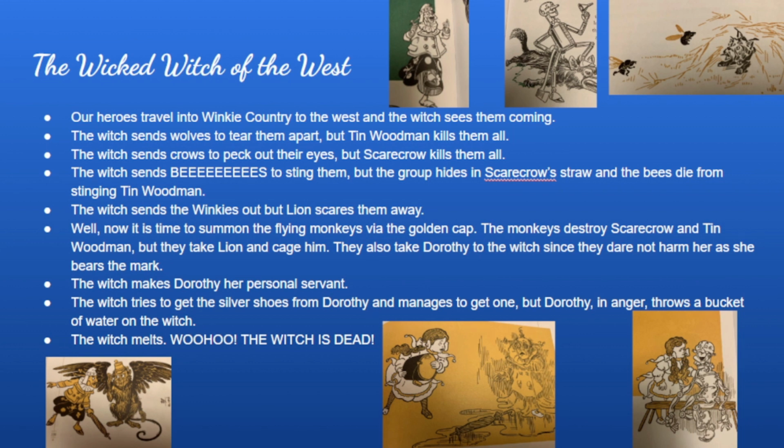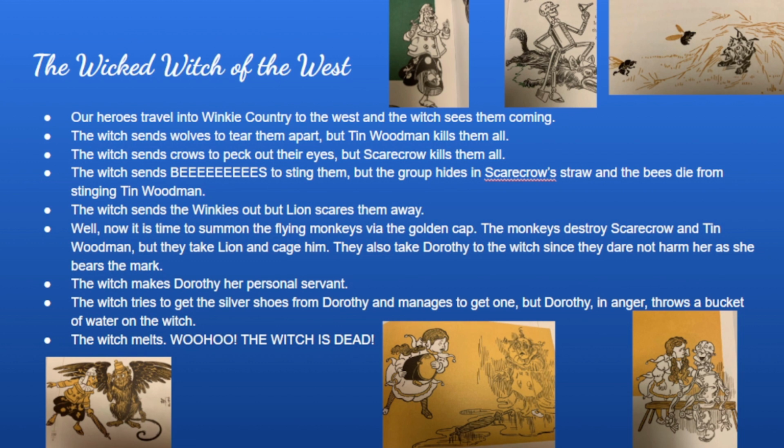Now, the witch knows this too, so she decides to put Dorothy to work. The witch knows about the power of the silver shoes, but can't seem to get them from Dorothy, since she only takes them off to bathe, and the witch dare not go near water. So the witch comes up with an idea. She puts an iron bar in the middle of the kitchen floor and makes it invisible. Dorothy trips on it, and one of the shoes comes off. The witch grabs it and puts it on her foot.